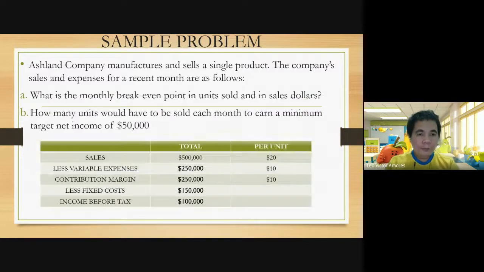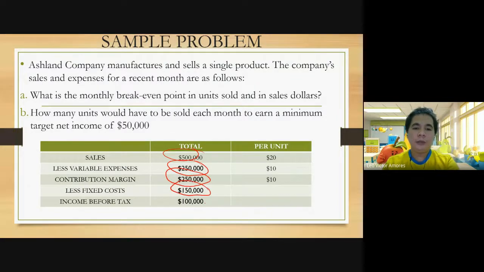I'll proceed to the problem. So, Ashland Company manufactures and sells a single product. So the company's sales and expenses for the previous month are as follows. Sales is 500,000, variable cost is 250,000, contribution margin is 250,000, less fixed cost is 150,000, income before tax is 100,000. What is the monthly break-even point?